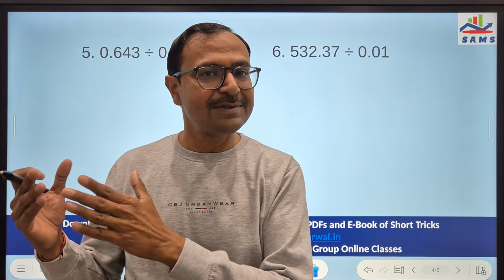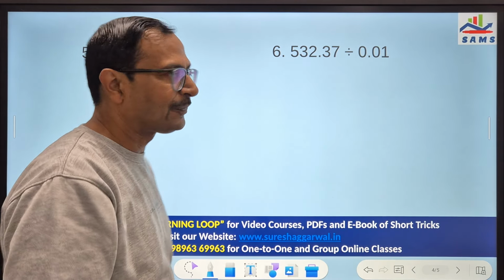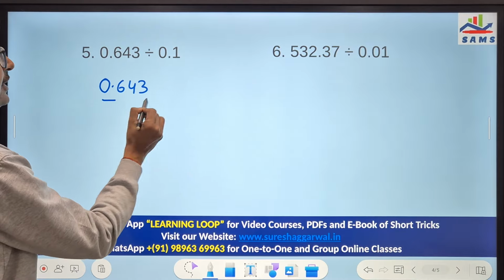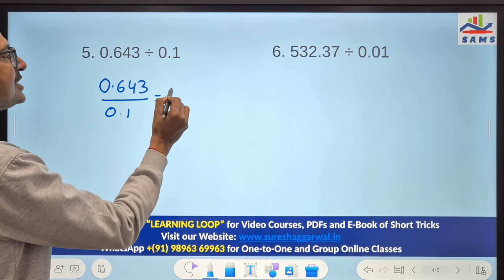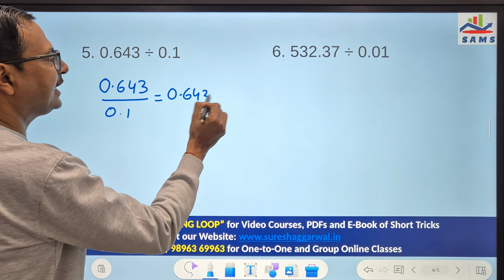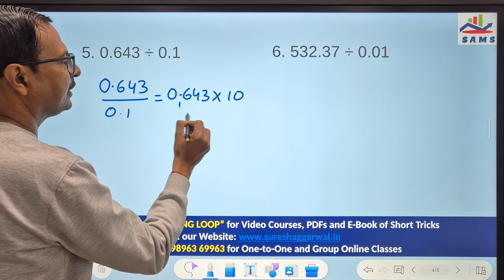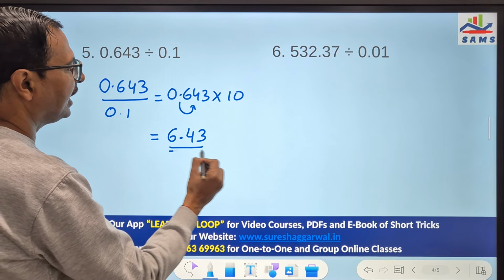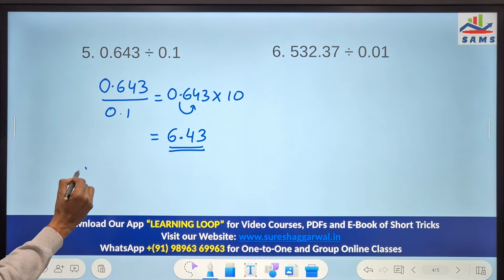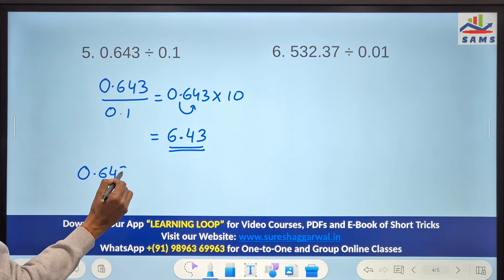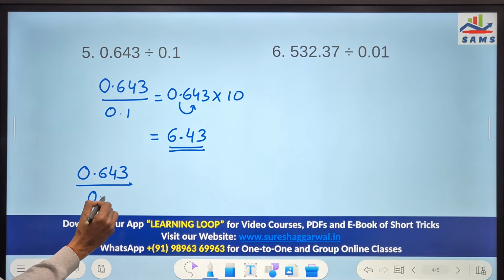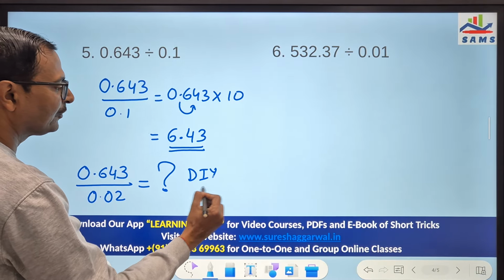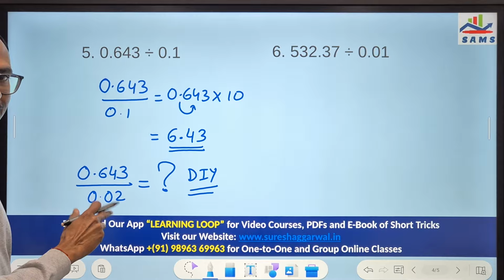and 0.001 also. Okay, here we have 0.643 and we are dividing by 0.1. So this is practically 0.643 times 10. The decimal shifts here, giving you 6.43 as the answer. Now with the same number 0.643, would you be able to divide this by 0.02 and tell me the answer? That's again a DIY for you. I'll wait for your comments for this question also.